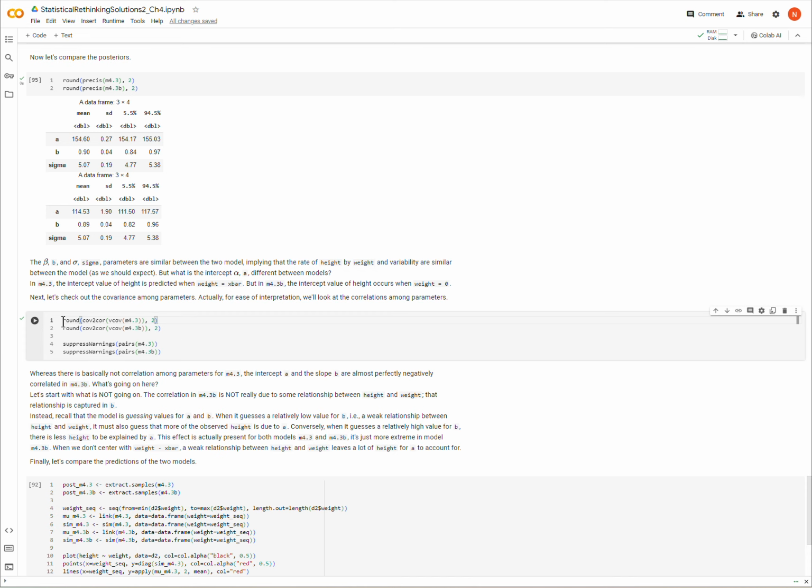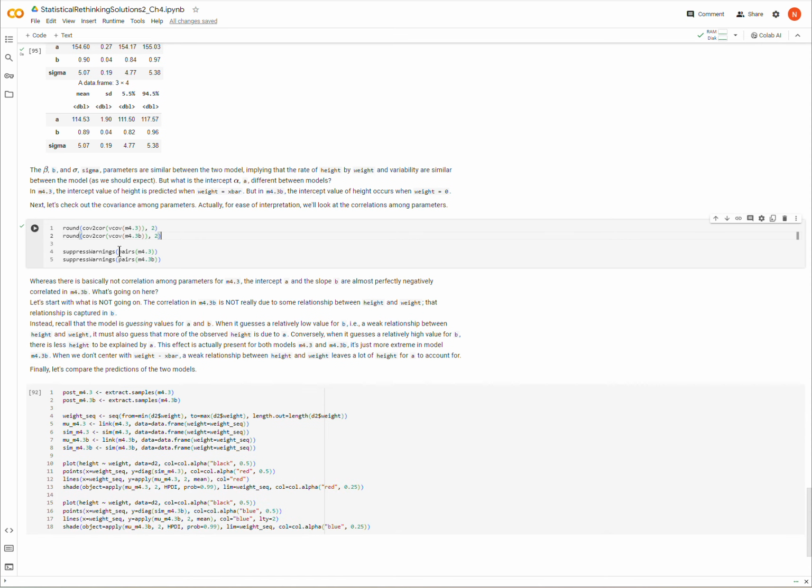So I'm going to put out these correlation tables among the parameters, and then I'm also going to plot it with the pairs command. You'll notice that there's this suppress warnings here. It gives an annoying warning. I'm not sure why, and I didn't know how to fix it. So I'm just doing that to make the readout cleaner. But the important command is the pairs command here.